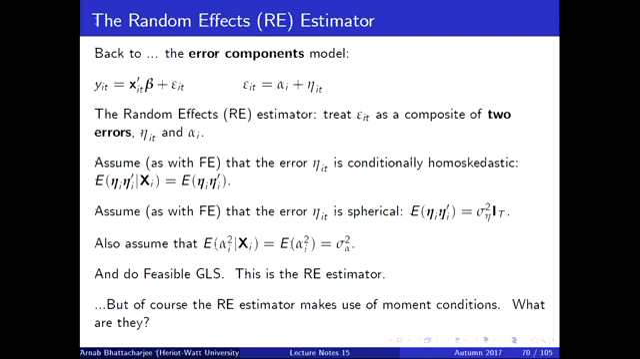Now under the assumption that these alpha_i's are orthogonal to the x's, we can do a feasible GLS here. What do we mean by feasible GLS? Essentially what you have to do is split the overall variation, the variance of this error term here, into two components, one which comes from alpha and one which comes from eta. Is that possible?